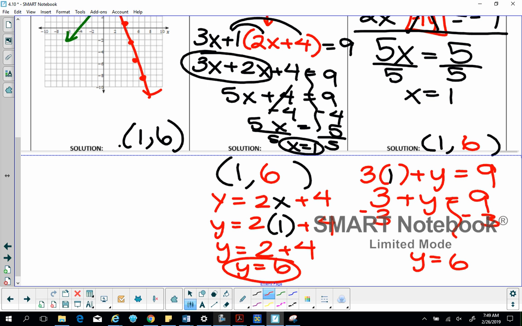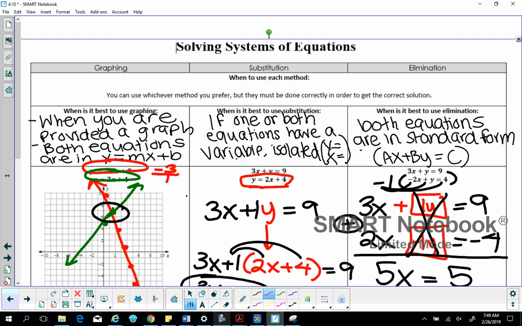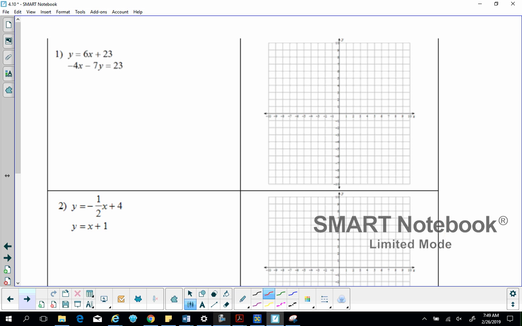So now what you're doing is you're looking at that next sheet and it's nothing new, it's just practice. What you're going to be doing is figuring out, okay, which method would I use for each of them? And you're writing it down. Then you're solving. Notice all of them are provided a graph. So remember that when we're looking at graphing, it's best when provided a graph, but also when the equations are in slope intercept form already. It's just the front and back. You're going to be figuring out which method you use for each, and then solving it that way.